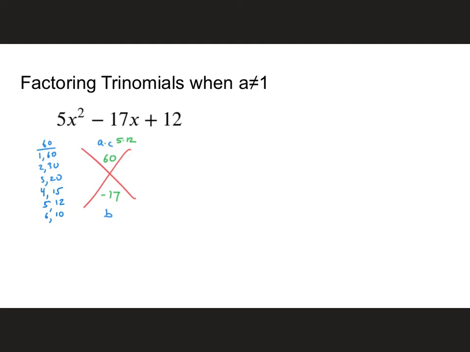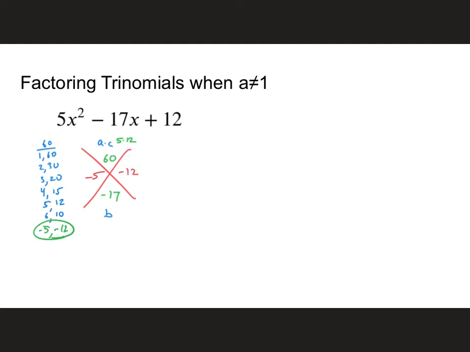Now, since I'm looking for negative 17, I've got to find the pair of numbers that adds together to give me negative 17. And if I look, I know I don't have negative signs there, but negative 5 and negative 12, if I put them together, that will give me positive 60 and add together to give me negative 17. So this is my pair of numbers, negative 5 and negative 12.